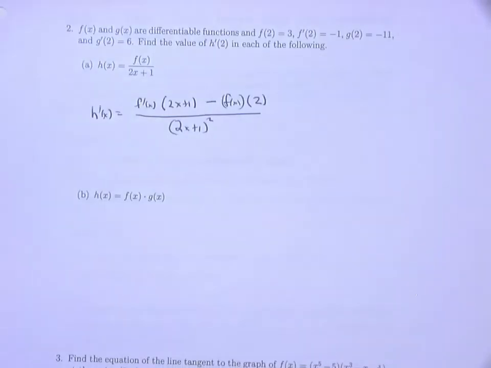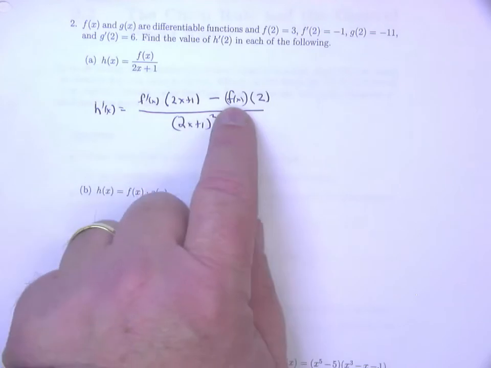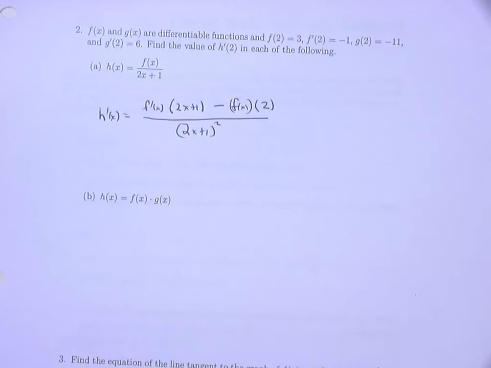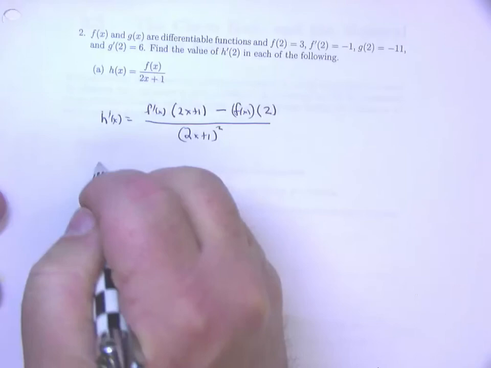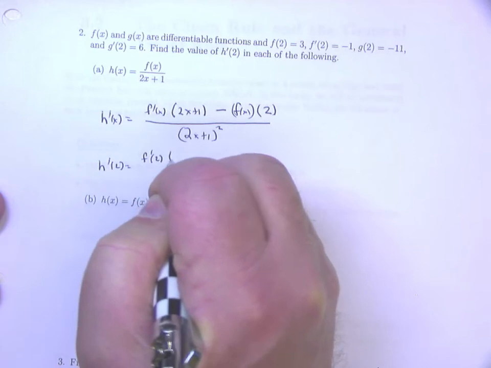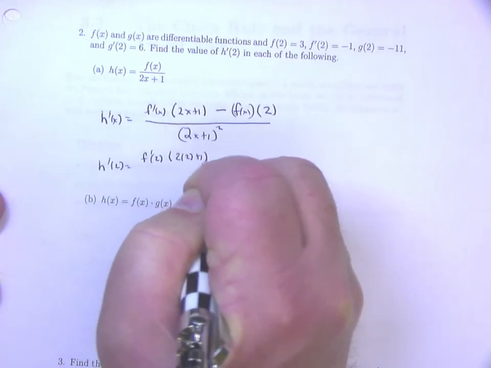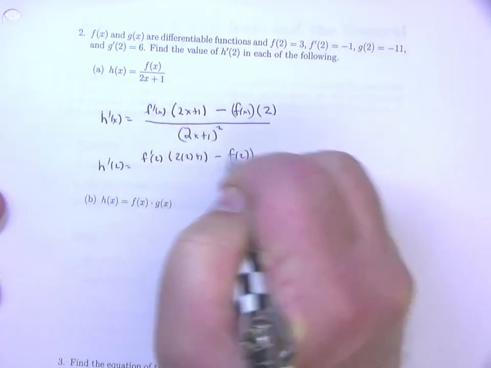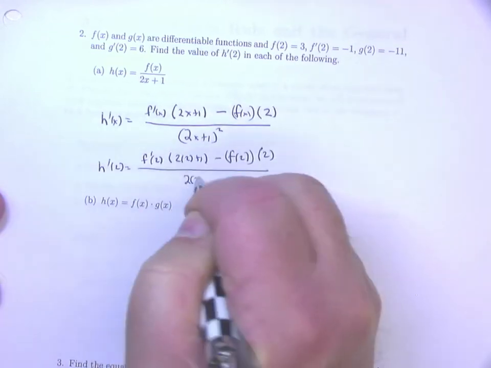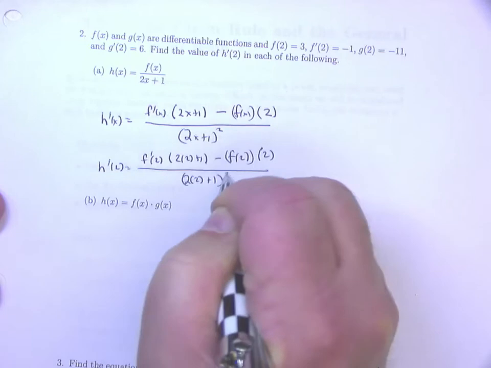Using the rules, the derivative of f is going to be f prime. This is what you get with the quotient rule. Does that make sense? Derivative of the top times the bottom minus the top times derivative of the bottom, all over the bottom squared. But they want me to find h prime of 2. So h prime of 2 would be equal to f prime of 2 times 2 plus 1 minus f of 2 times 2, all over 2 times 2 plus 1 squared.